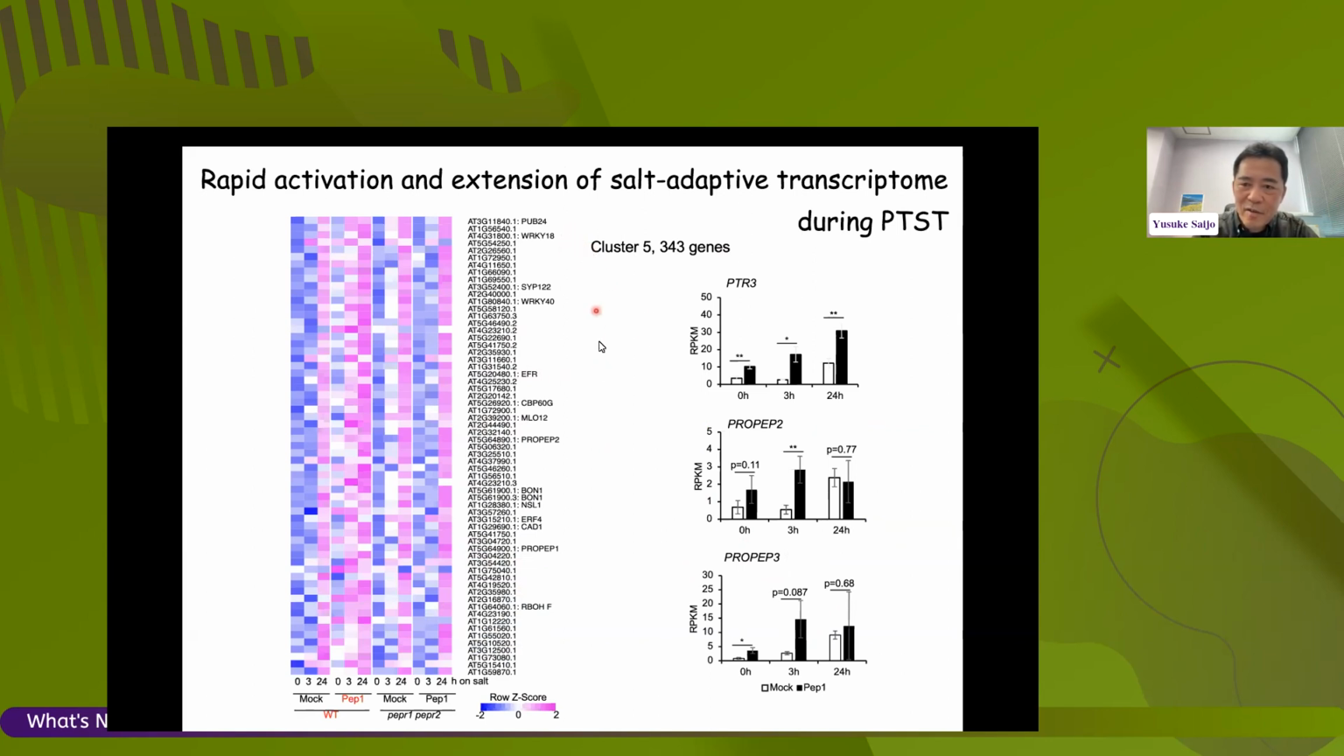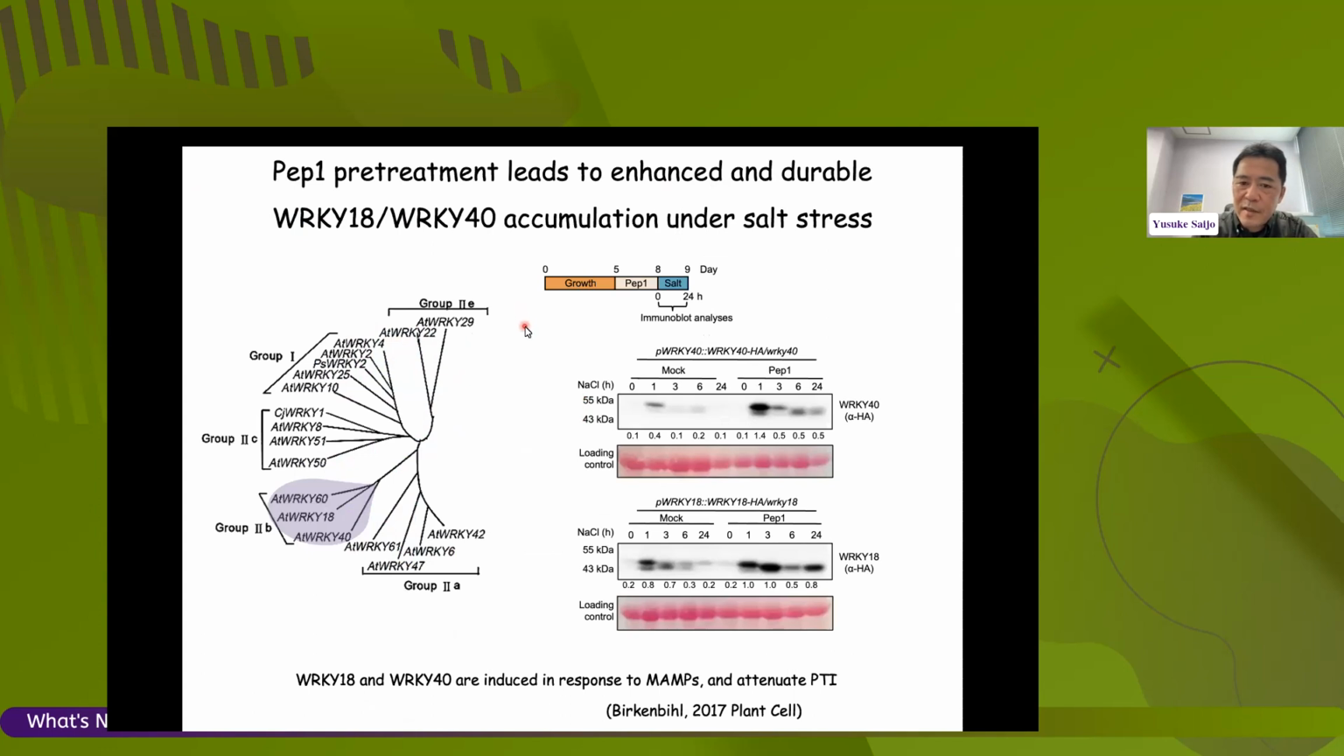So in the next slide, this is an enlarged, magnified picture of cluster 5, and you can note that defense-related genes, which we are familiar with and conventionally use as defense markers, are included in this cluster 5. So somehow cluster 5 genes are related to defense, but their rapid activation in response to salt is associated with PTSD. And now, the cis elements enriched in their promoter sequences are binding sequences known for WRKY18 and 40. That's why we tested their possible role during PTSD.